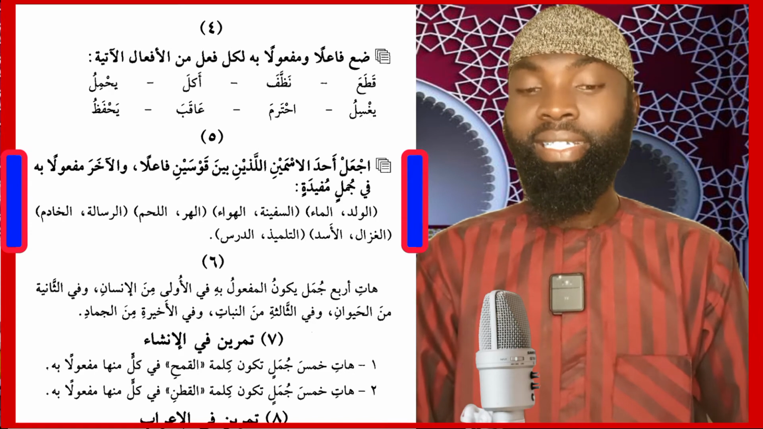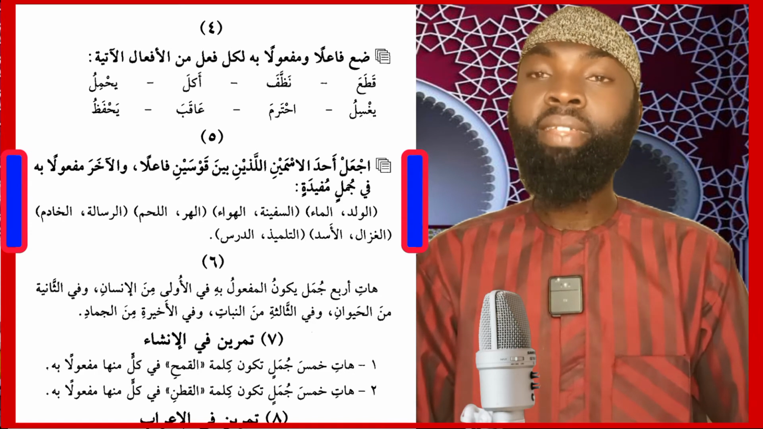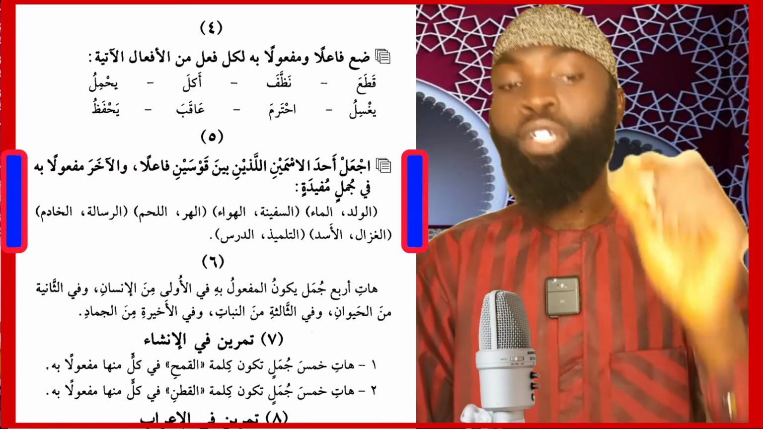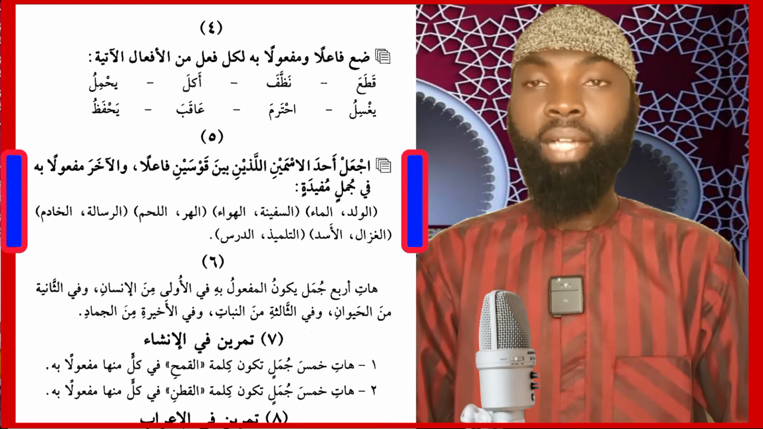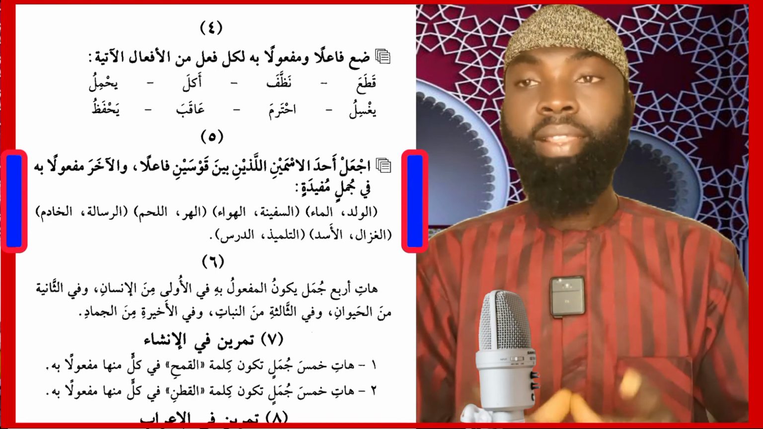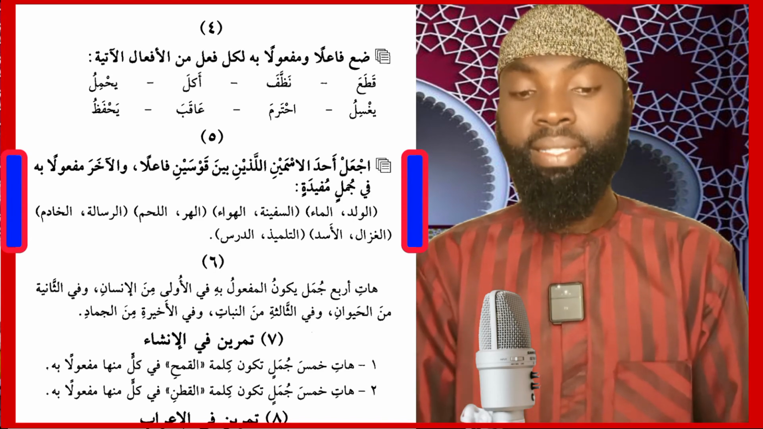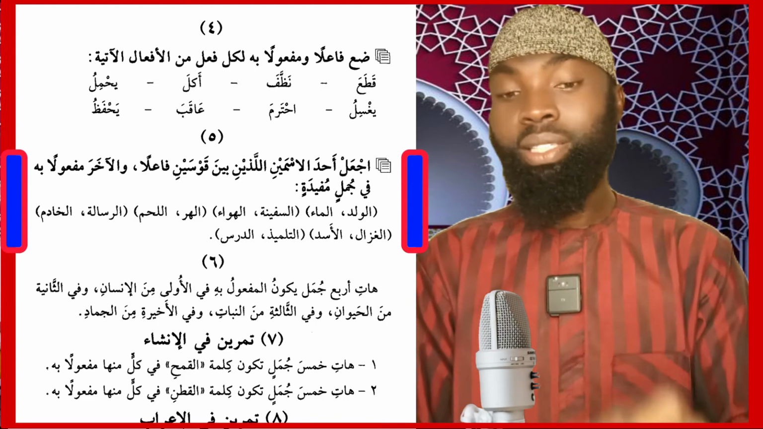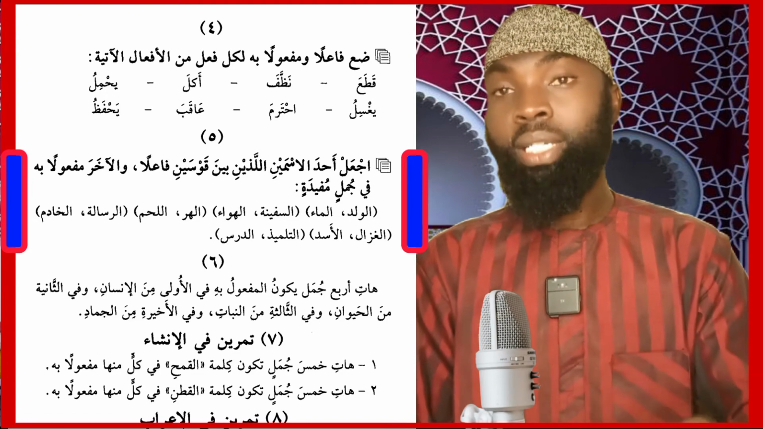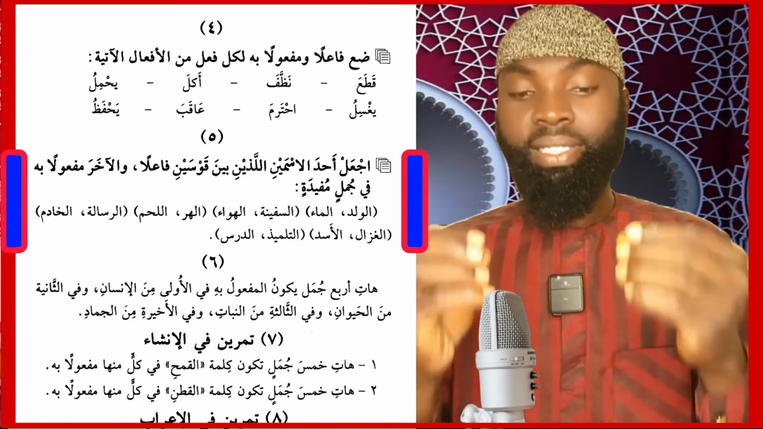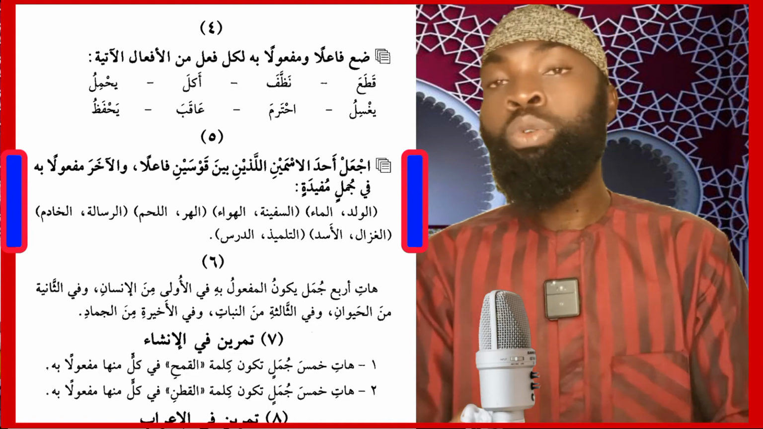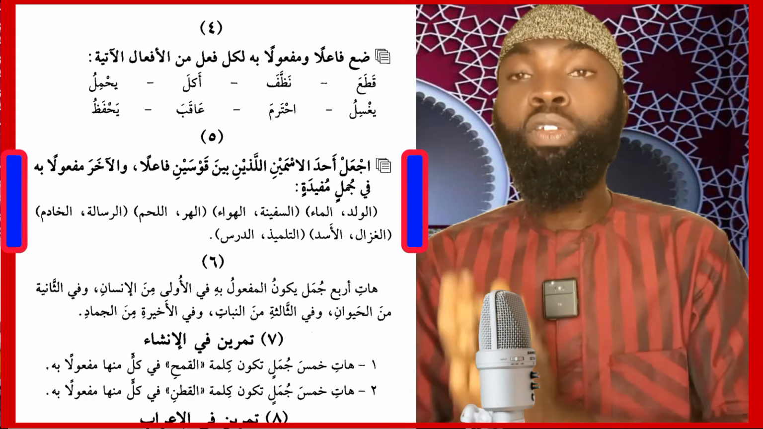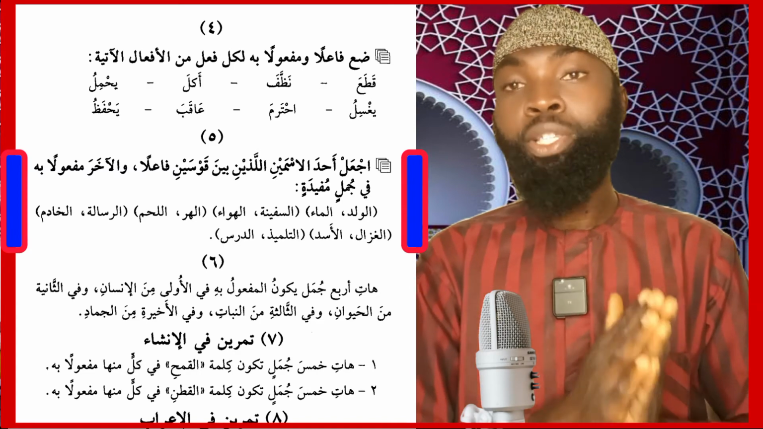The instruction says, Ij'al ahad al-ismayn alladhayn bayna al-qawsayn fa'ilan wal-akhara maf'ulan bihi fi jumalin mufida. In this exercise, we can see below there are parentheses. In each of them, we have two words, and these words are nouns. We are to make these two words into a complete sentence, choosing one of the nouns to stand in the position of the fa'il, the subject, and the other in the position of the object.